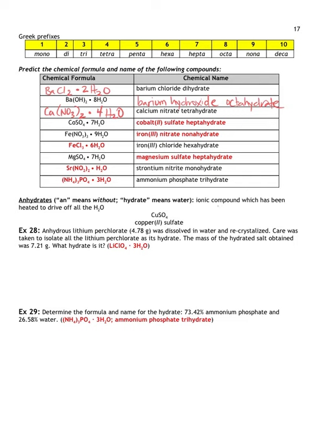So let me write the hydrate, copper(II) sulfate pentahydrate. The ratio is a 1 to 5 mole ratio between the copper(II) sulfate and the water. Now, this is macroscale. Macroscale means a lot of particles, and a lot of particles means moles. So for every 1 mole of copper(II) sulfate, there are 5 moles of water.